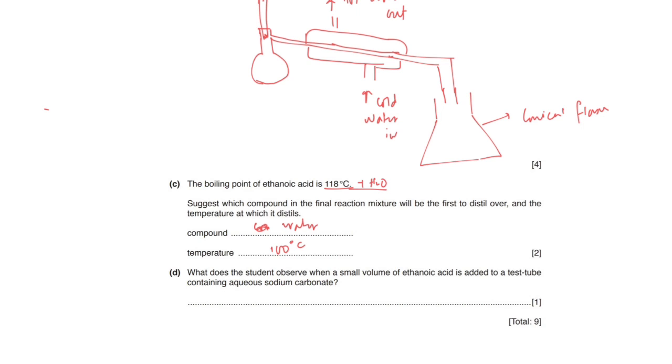What does the student observe when a small volume of ethanoic acid is added to a test tube containing aqueous sodium carbonate? It's simple now. When acids react with metal carbonates, carbon dioxide is released. So what would you observe? You observe fizzing, bubbling, or effervescence.